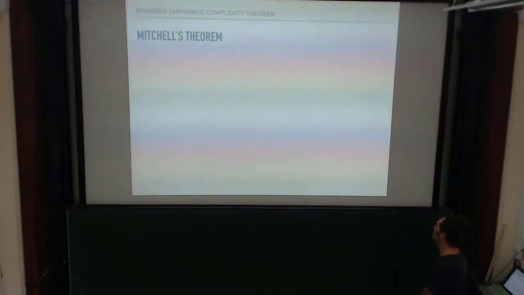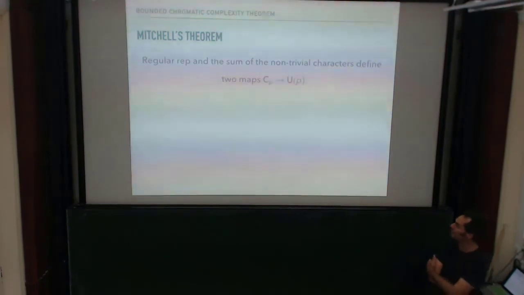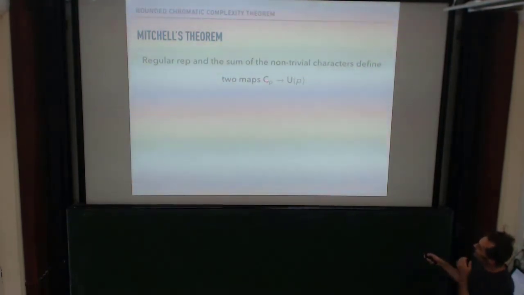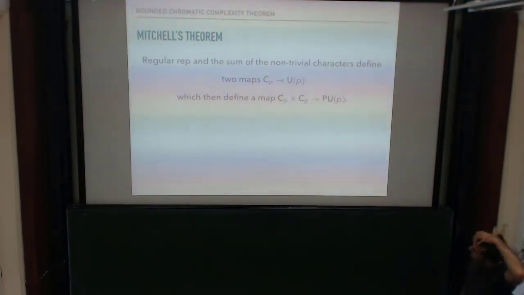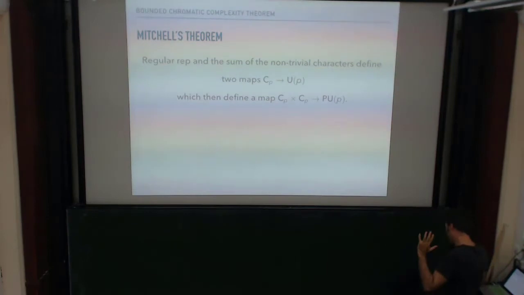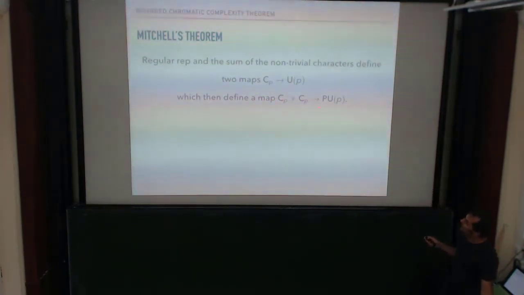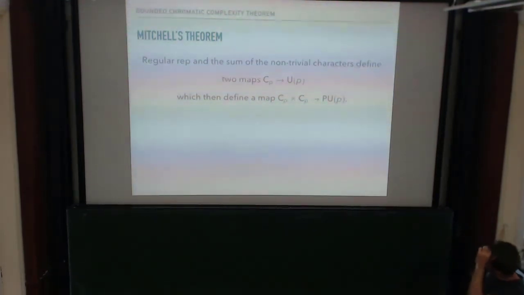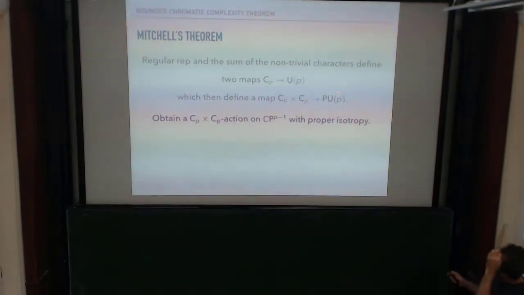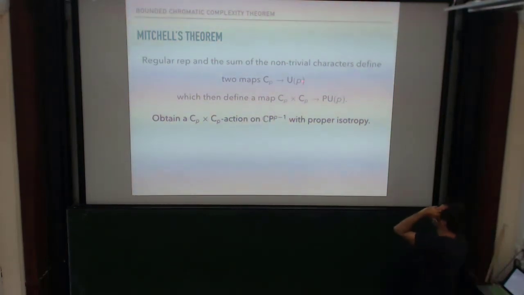So how do we do, say, Michel's theorem? I can look at the regular representation of C_p, or the sum of the non-trivial characters. These define two group homomorphisms from C_p to U_p. They don't commute, but the commutator hits a scalar. So it defines a projective representation of C_p cross C_p. That guy naturally acts on complex projective space, CP^{p-1}. And this is totally explicit.